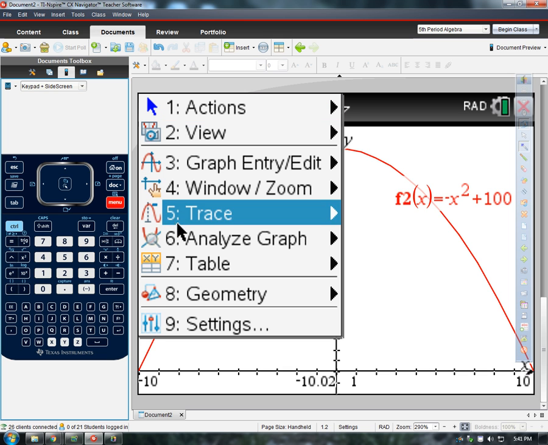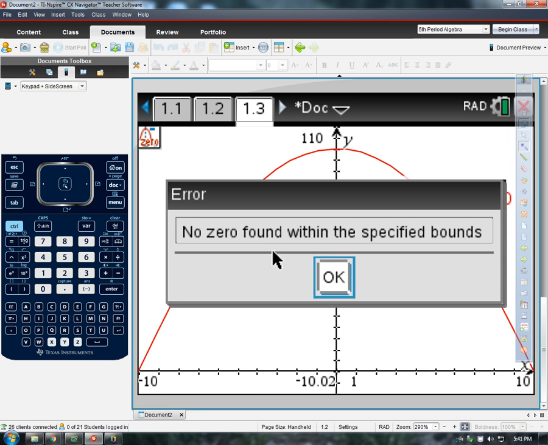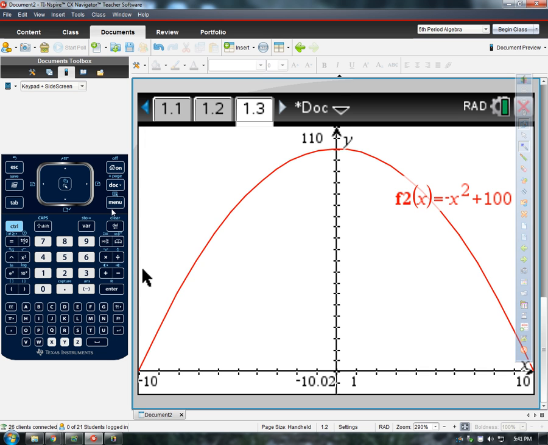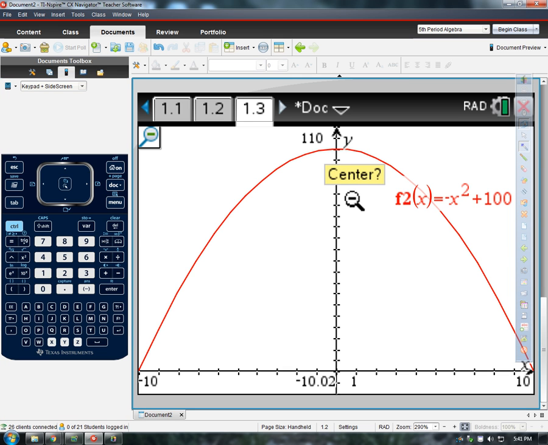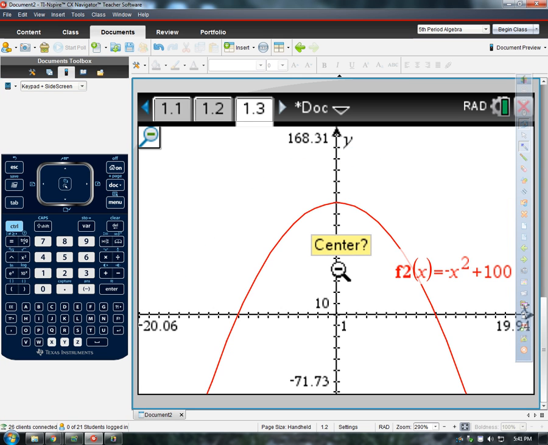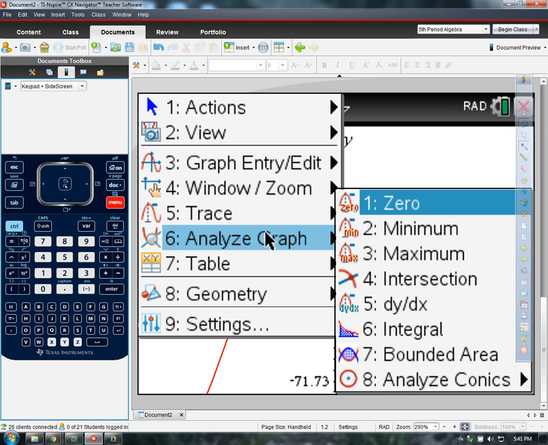And I can do Analyze Graph, 0. Now, that was a bad example. Hang on. I just want you to see I'm not a liar here. I'm going to zoom out one step. I want this to be my center. Okay, now we can see the whole parabola. Got a little wiggle room. So if you need to zoom out, that'll work.